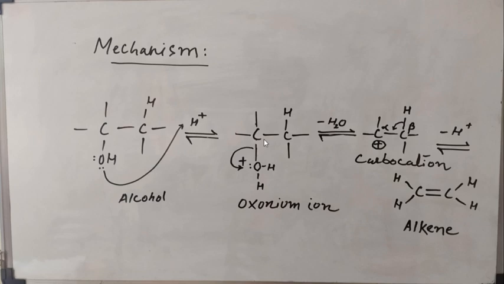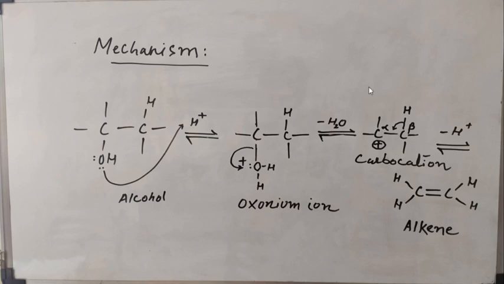In the second step, there is removal of the water molecule, so the carbon-oxygen bond breaks. The cleavage of this bond takes place, so the bond electrons move away from here, neutralize the positive charge, and the group is removed as a water molecule, producing the carbocation intermediate.